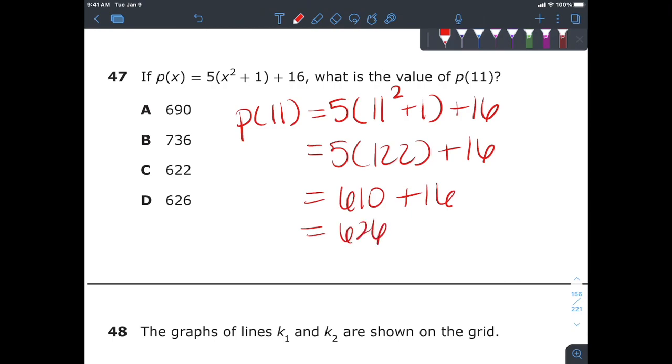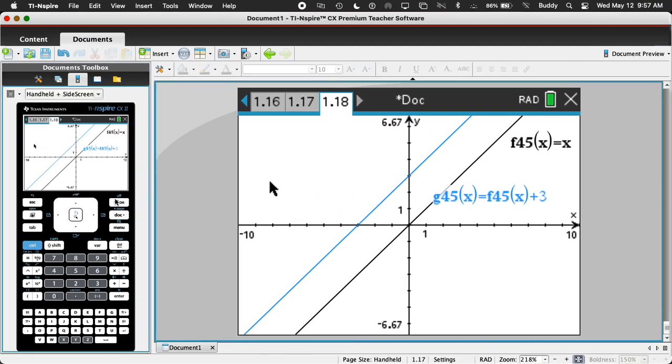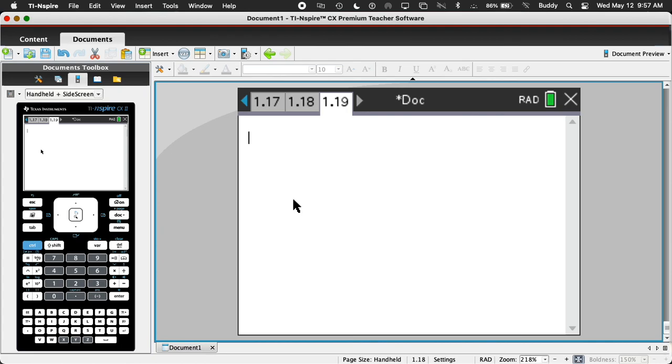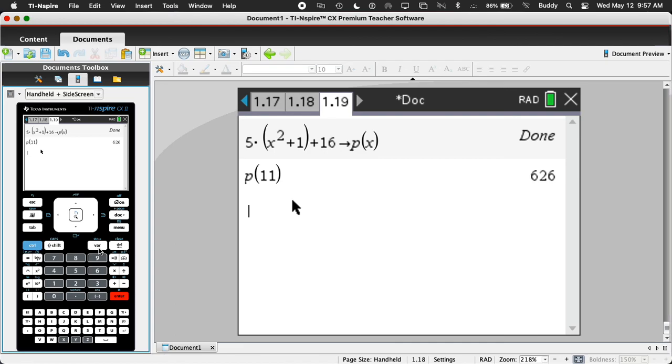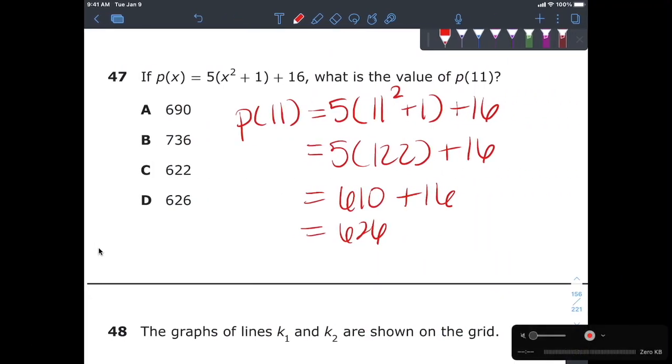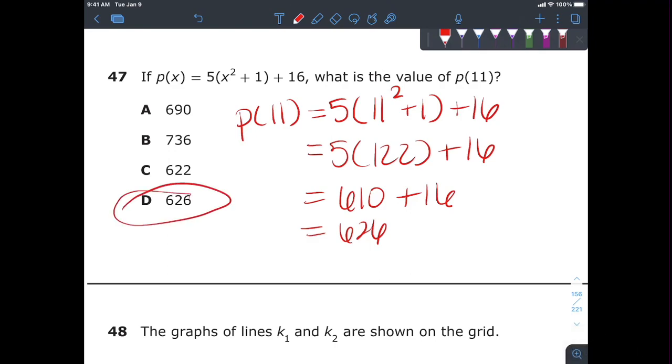And I'll get 626. And if I wanted to do this in my calculator, I could just go over here and store in this equation. And I'll store this as P of x. And then I'll say, hey, what's P of 11? 626. Same exact thing. So we got this one correct.